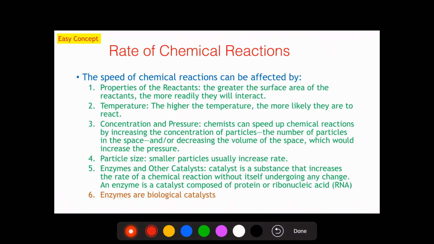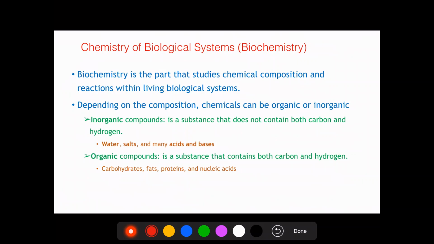Okay? Now, there are several factors that affect the rate of chemical reactions. You can read them. Okay? I'm not going to read from the slide just to save time. And this will take us to the chemistry of biological systems.